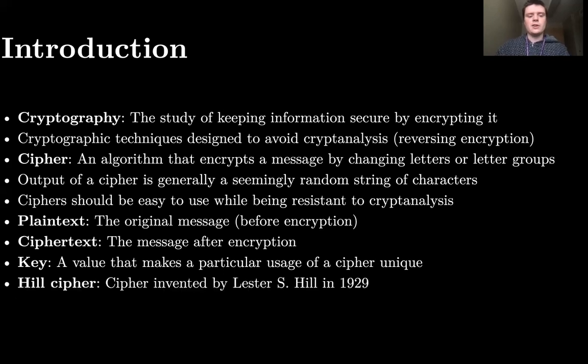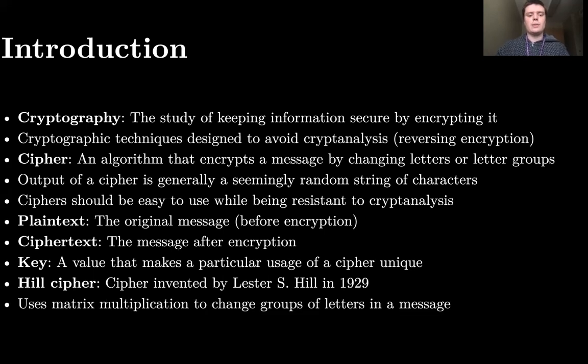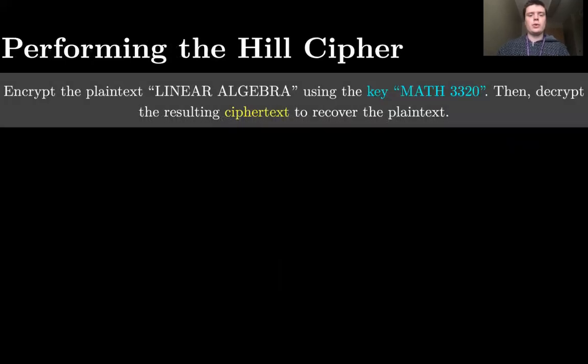The Hill cipher is a cipher that was invented by Lester S. Hill in 1929, and it uses matrix multiplication to change groups of letters in a message. Now I'm going to walk you through how to perform the Hill cipher. So our plain text is going to be linear algebra, and our key is going to be math 3320. And after we find the ciphertext, we are going to decrypt it in order to recover the plain text.